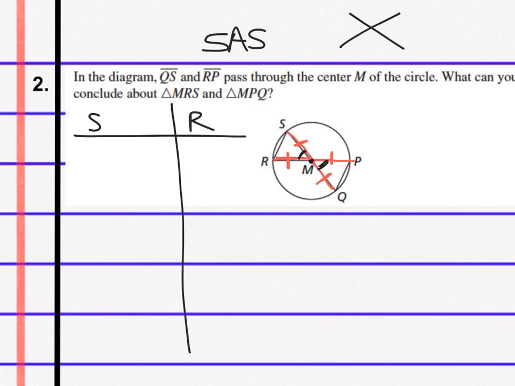All right, so we always start with what's given. Okay, M is the center of the circle.